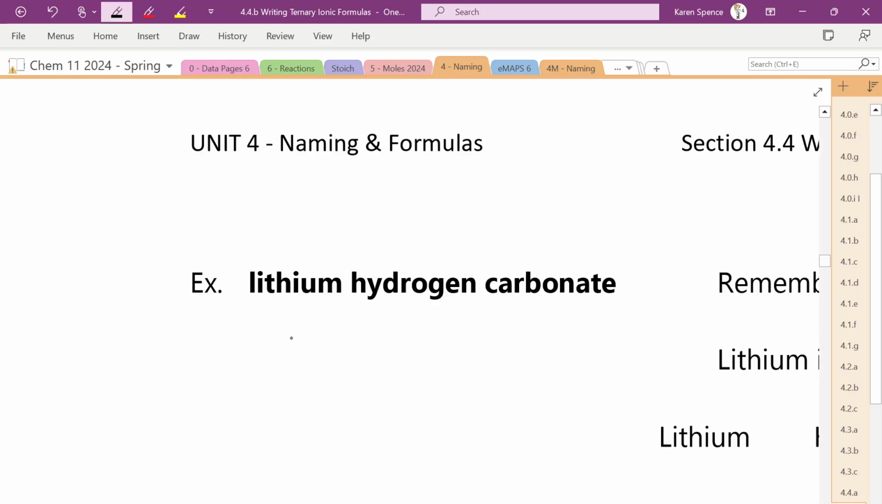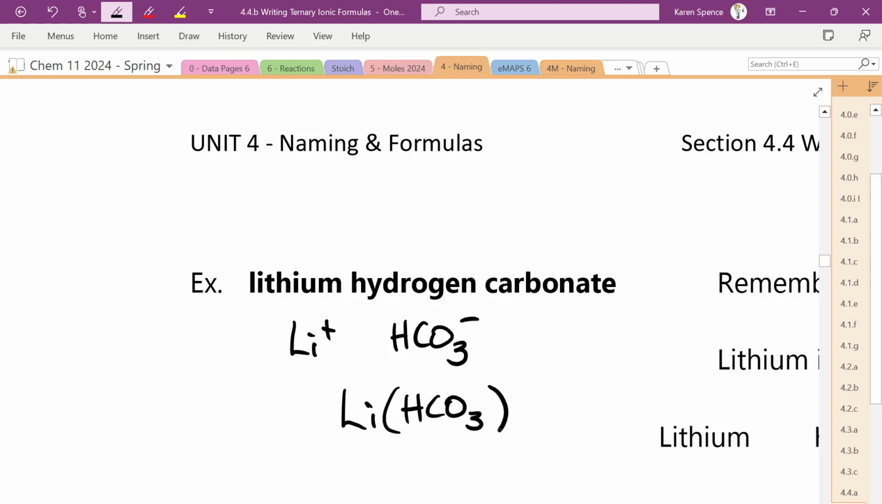Lithium hydrogen carbonate, Li plus H plus CO3 2 minus. Balance it, go. Is that right? No. How many ions will I always give you? 2 ions. That would be 3 ions. Don't do that. What is hydrogen carbonate? HCO3 minus. So this is now LiHCO3.